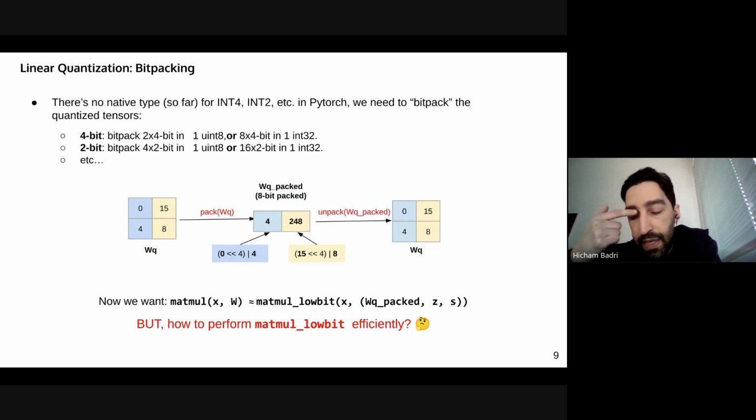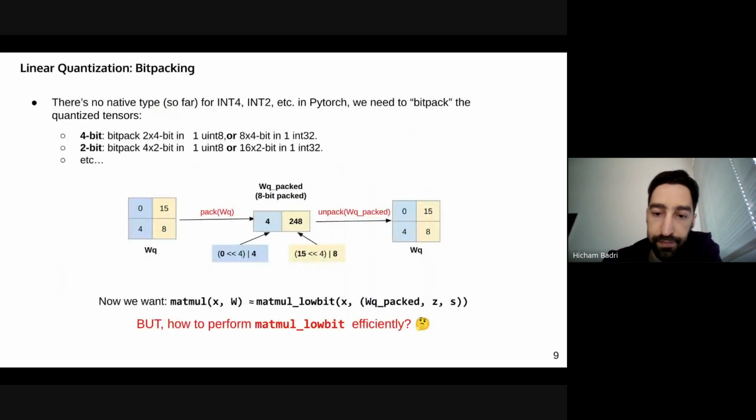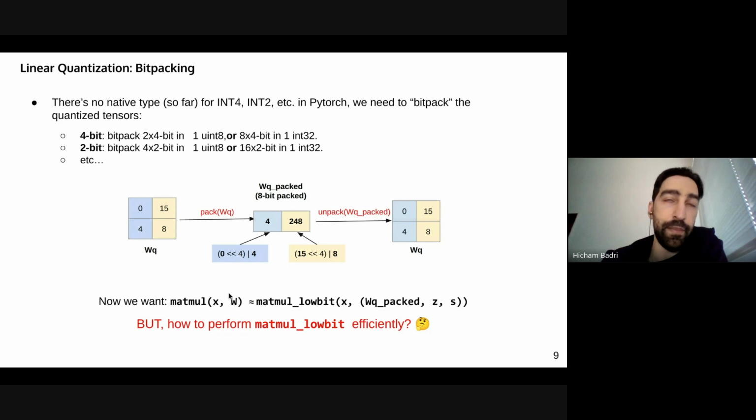So basically at this point, you run your algorithm. You started with W, your original FP16 weights. You run your algorithm, GPTQ, AWQ, HQQ, whatever. You got your WQ, Z, and S, right? Now you took this WQ and you packed your weights. So you get this WQ packed here. So now your model is actually ready for inference. So this is what you have in memory. You have WQ packed, zero points, and scaling factors instead of WQ.